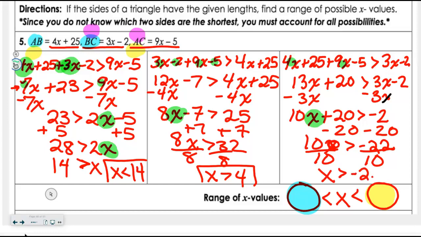All right. So here's your process on all of them. The sum of every 2 bigger than the third. So you're going to set up 1, 2, 3 algebraic expressions. You're going to solve each of them, correct?